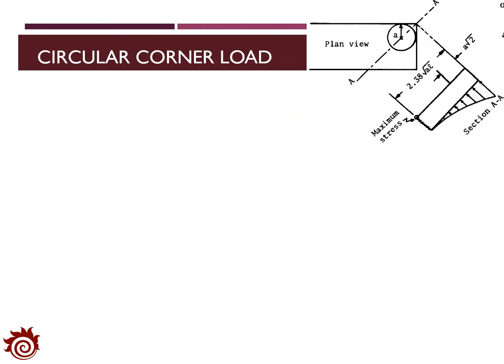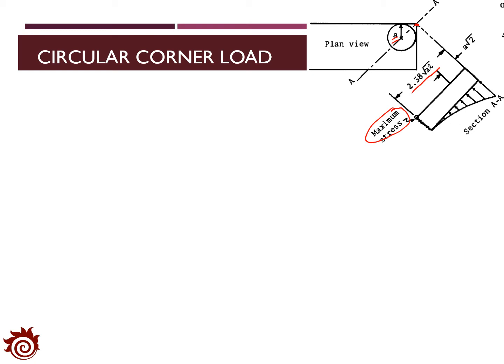The figure here shows a circular corner load applied to the PCC slab, where the load is applied at one corner of the slab. From the figure, you can see that the contact area is a circle, and the circle is actually tangent to two sides of the slab. The radius of the contact area is defined as a. With this situation, the maximum stress is applied at a cross-section with the distance about 2.38 times square root of a times L to the corner. And of course, the maximum deflection is applied at the corner.